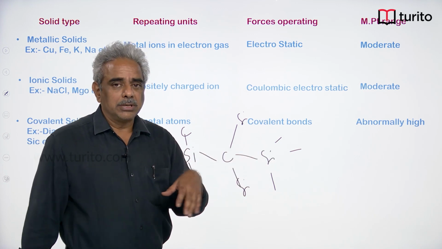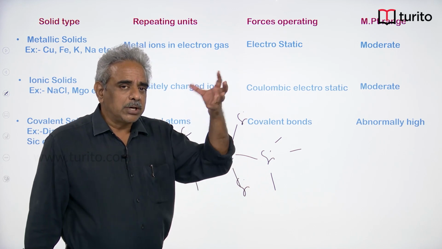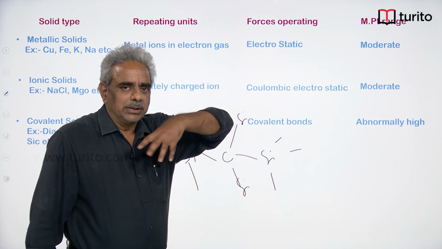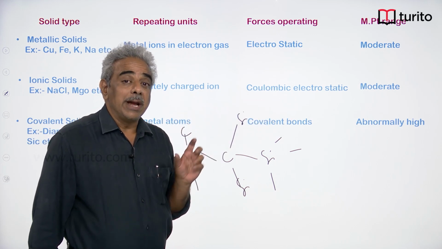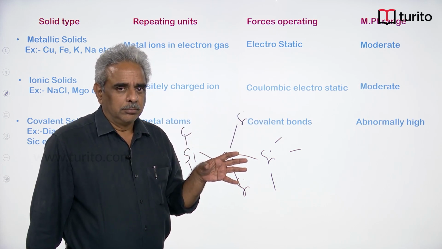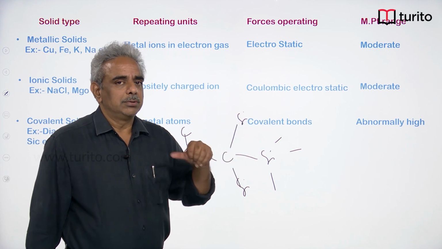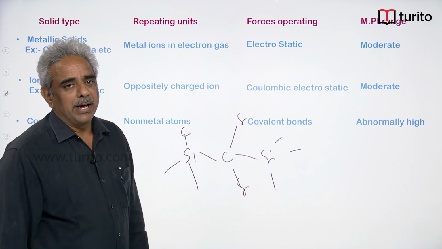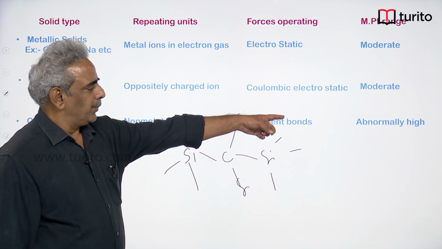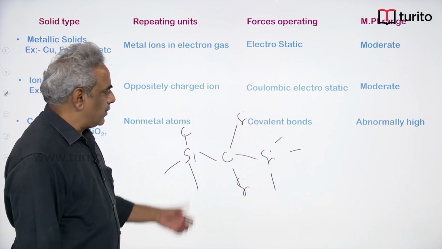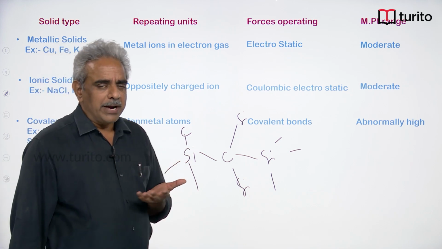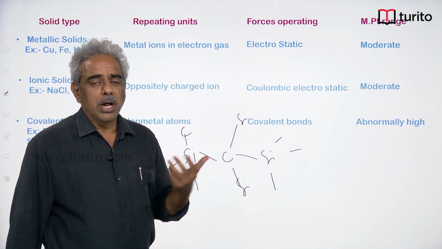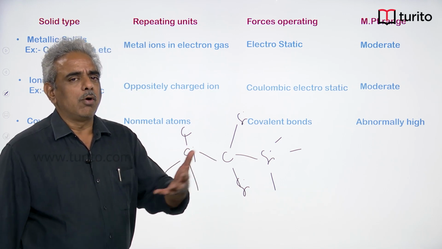So many covalent bonds, that is why we call them network solids. So many covalent bonds in the 3-dimensional network formed by non-metal atoms. So obviously their melting points will be extremely high, abnormally high. Diamond, graphite, SiO2, carborundum, boron carbide, we have got many covalent solids.